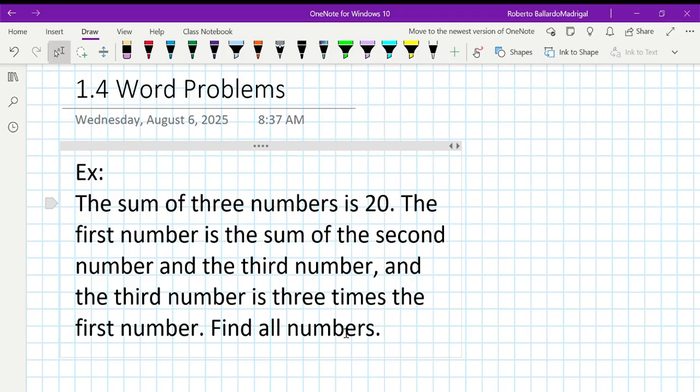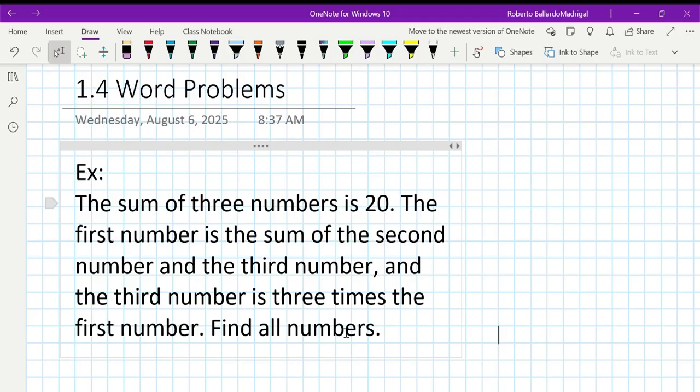All right, are you guys ready? Okay. How many numbers do we have in total? We have 3 numbers, right? We are told that the first number is the sum of the second and the third, which means that there's 1, 2, 3 numbers total. We are going to let x, y, and z represent those 3 numbers.